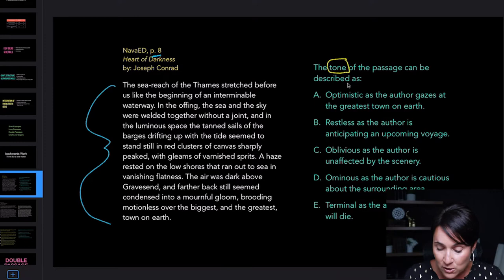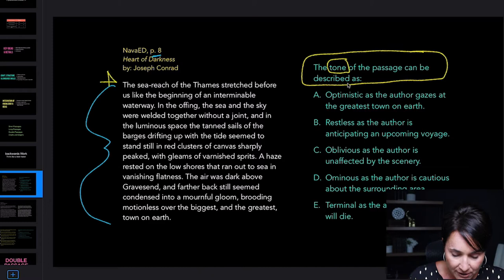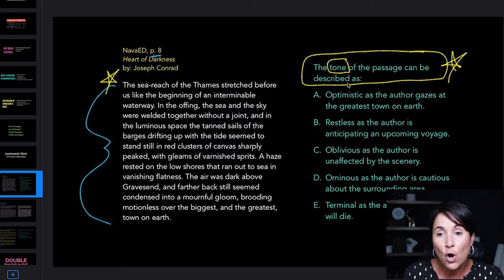I definitely need this first before I even read here. Most of you start right up here, you read, then you read the question here, then you have to go back and reread. And that's problematic because now you're wasting time. It's time saving if you read the question first, then read. Now I set the purpose. I know what I'm looking for. I'm looking for tone or main idea or whatever the question is asking.